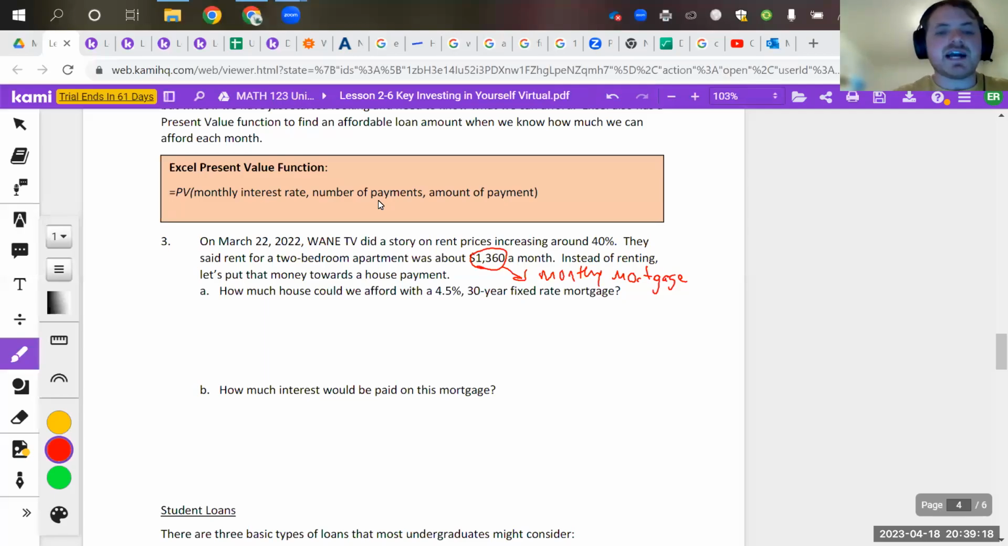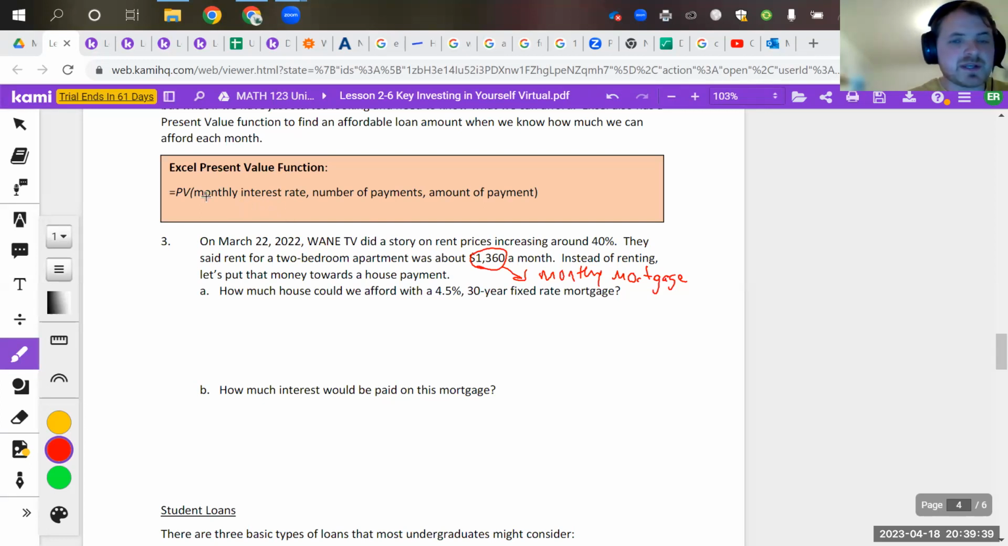So it says, how much house could we afford with a 4.5% interest rate and a 30-year fixed rate mortgage? So that rate isn't changing. And in this situation, the rate's not really going to change. And so we want to use that present value function. We want to take that interest rate and divide it by 12.